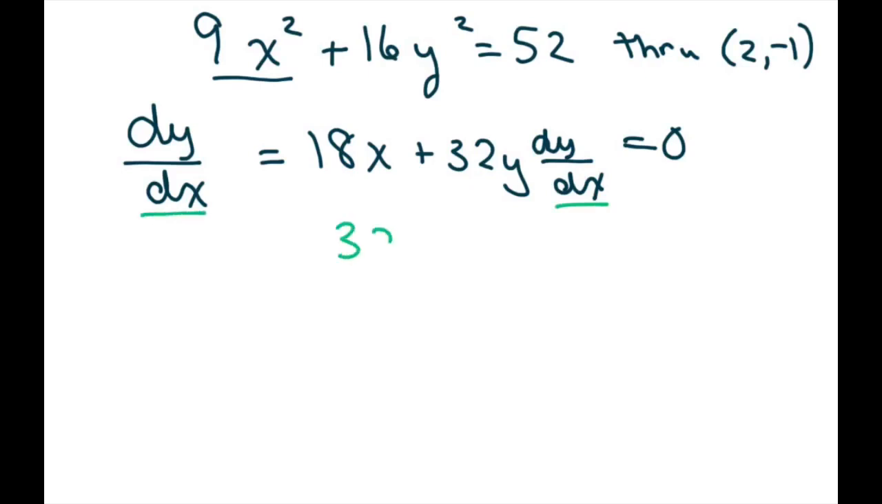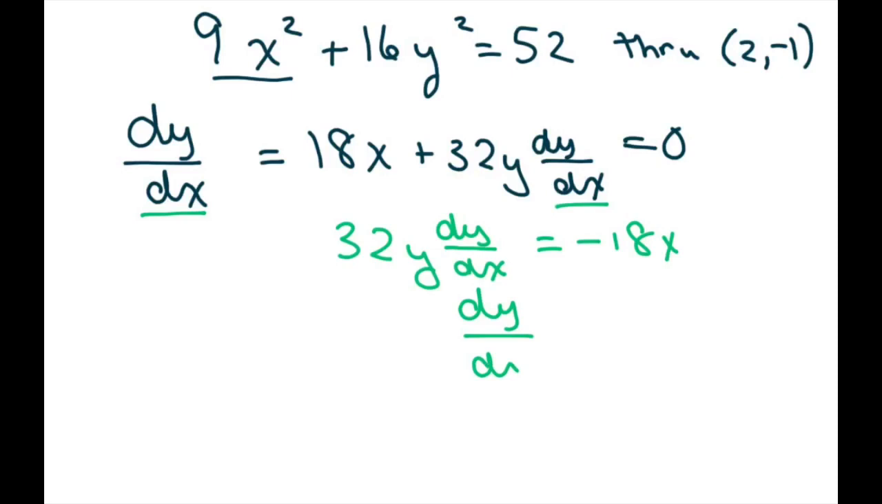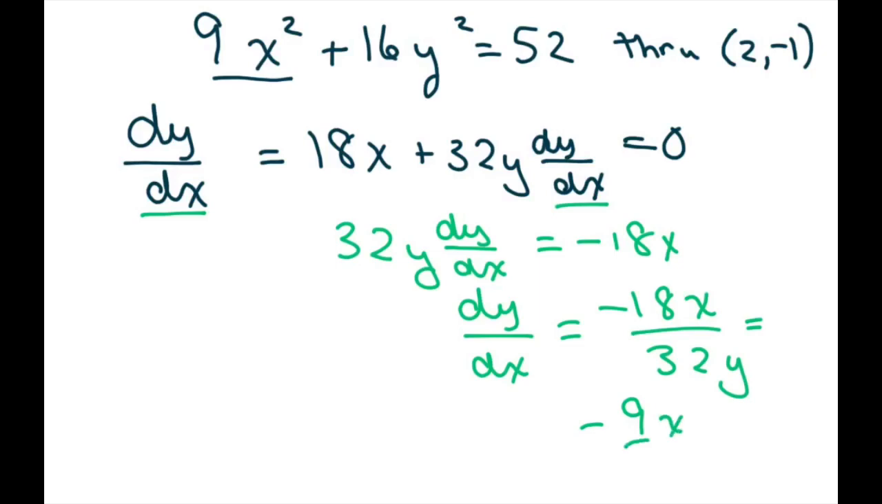So we have 32y times dy/dx equals -18x, and divide both sides by 32y, so you get dy/dx equals -18x divided by 32y. And this simplifies to -9x divided by 16y. So that's your derivative.